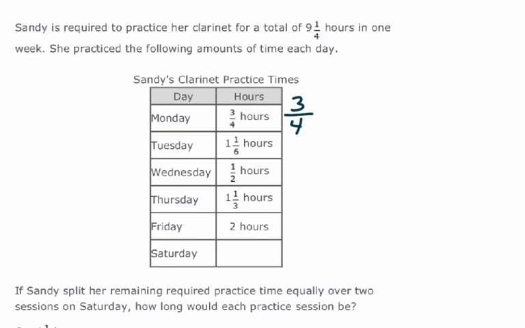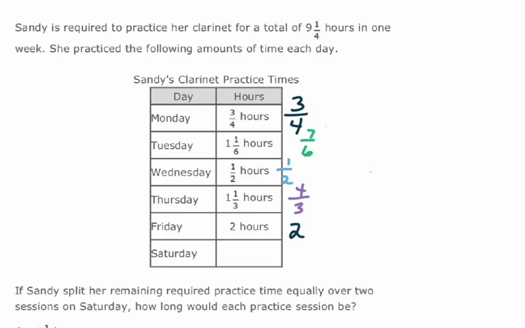So the first one, Monday, is just 3/4. Tuesday was 1 1/6. We can turn that into an improper fraction and get 7/6. So we have 7/6 for Tuesday. Wednesday is already 1/2. Thursday is a mixed number, 1 1/3. So as an improper fraction, we'll get 4/3 on Thursday. And then Friday is not bad. It's just the whole number 2, or 2.0. So now we're going to take all these and add them together.